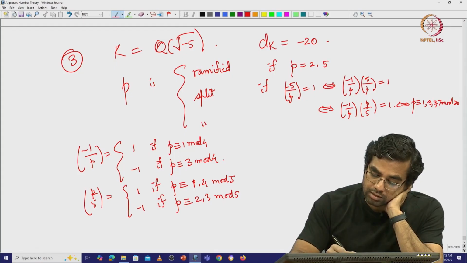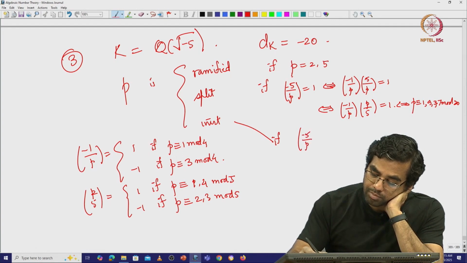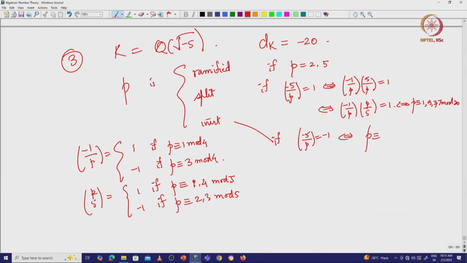And it's inert if (-5/P) is equal to -1. So this is if and only if P is in the remaining classes: 11 mod 20, 13 mod 20, 17 mod 20 and 19 mod 20. Okay. So again it is the case that there are infinitely many primes that split and infinitely many primes that are inert.